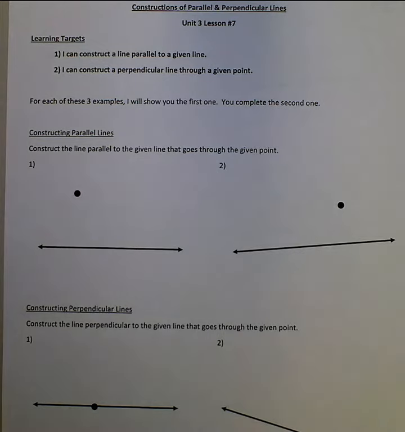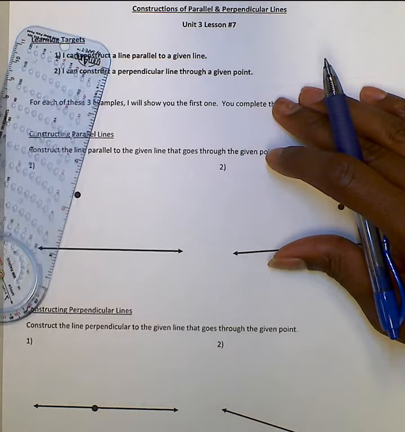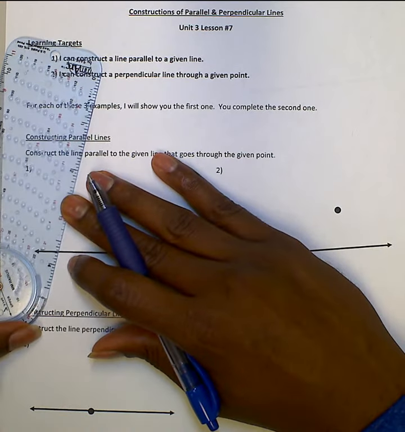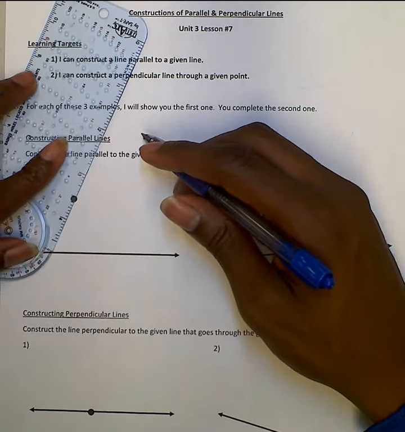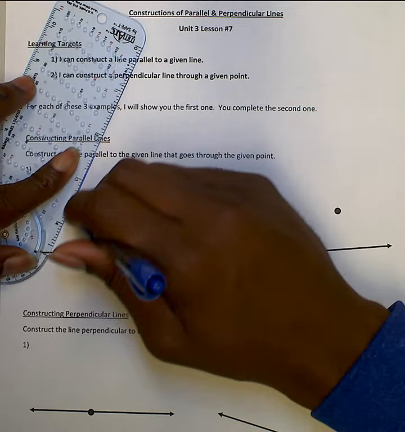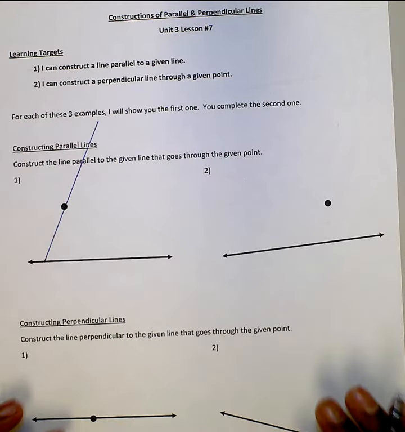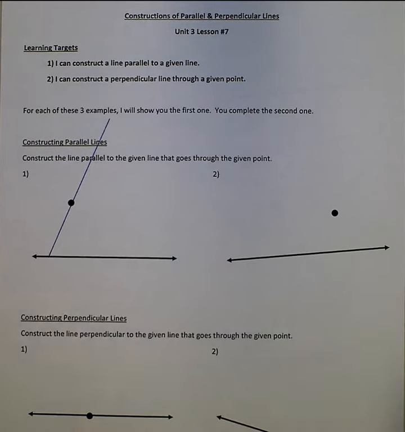To construct a parallel line, basically what we're going to do is create an angle and then copy it. That's the best way to explain it, if you remember that from our previous video. So when we're constructing a parallel line, we draw a line through the line we want to make parallel and through the point we're going to make parallel through. And that creates an angle. Now the same process that we use to copy an angle, we're going to do here.